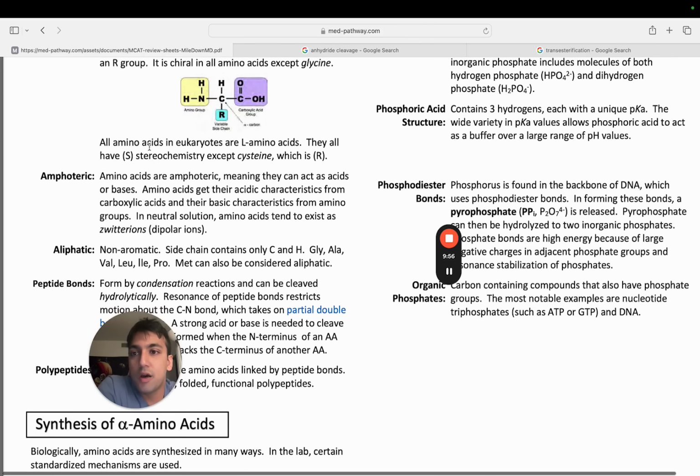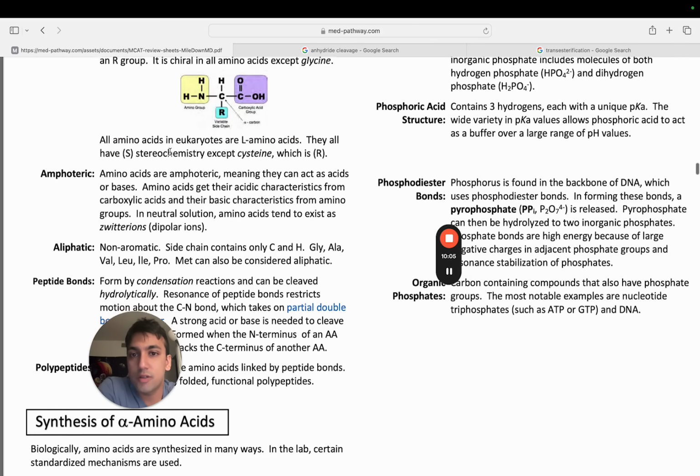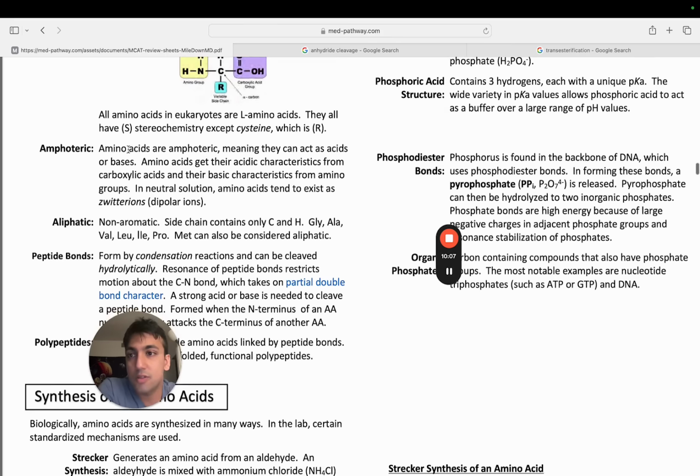Okay, all amino acids in eukaryotes are L-amino acids, and they all have S stereochemistry except for cysteine, which is R. It's not too important that you know this until you get to med school.